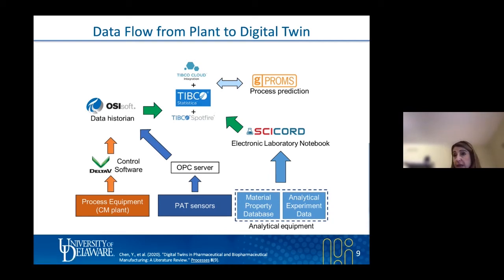So you store this data, and you can analyze it and communicate it with the visual counterpart. You have the PAT sensors, and these usually communicate through an OPC server that also talks to the historian. Everything has to be stored in a cloud server and communicated with the model.